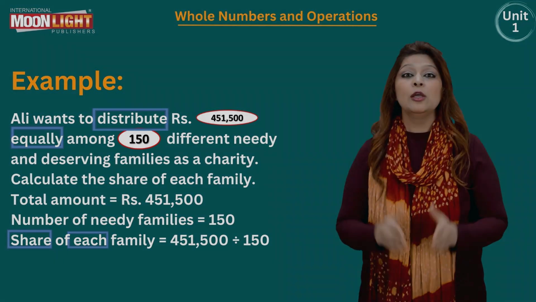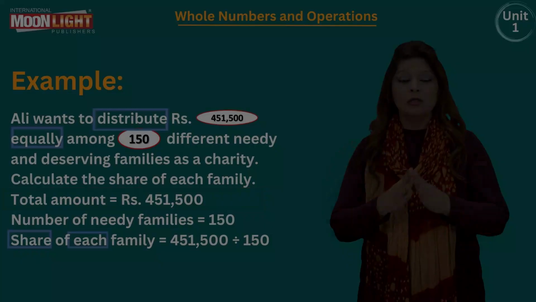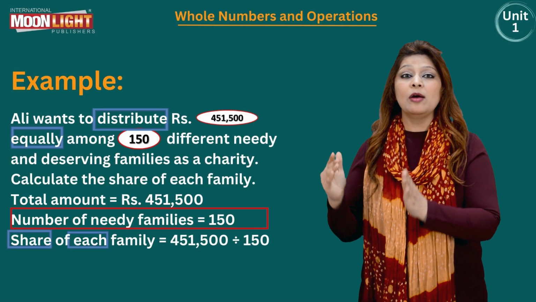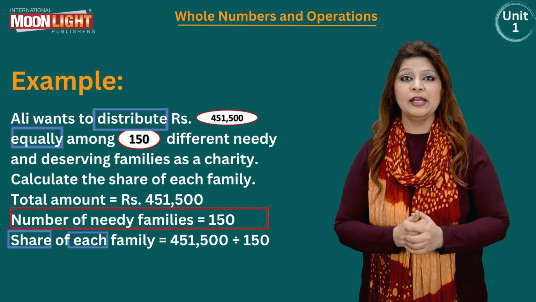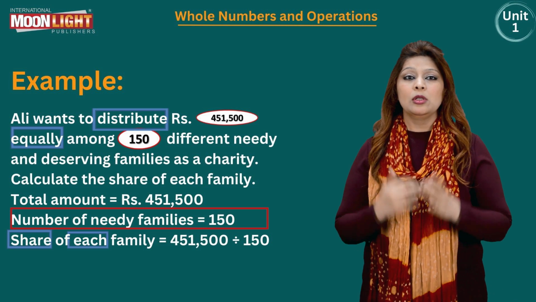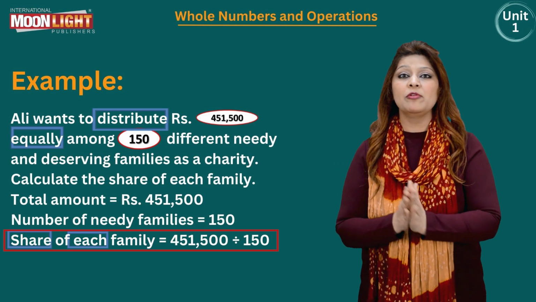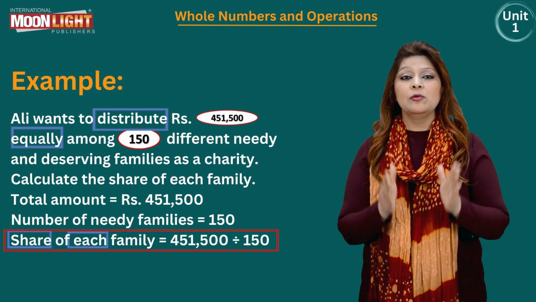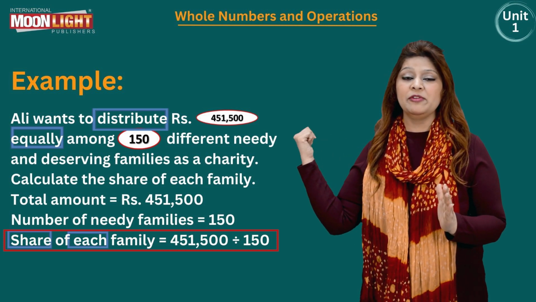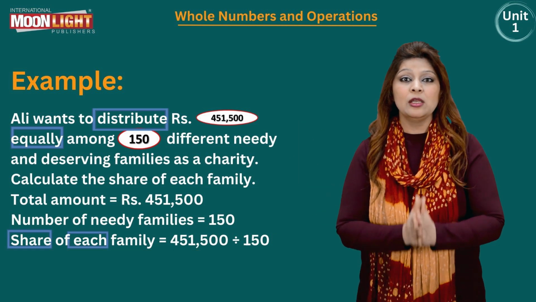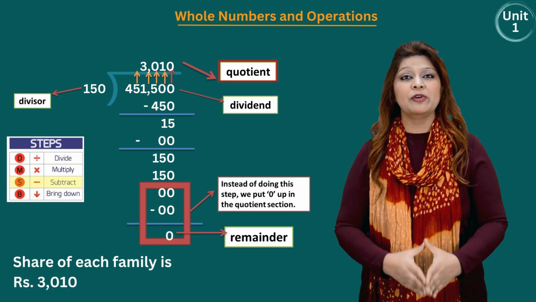So the first statement will be: total amount is equal to rupees 451,500. The second statement will be: number of needy families is equal to, which you can see from the question, 150, which is already circled. So now what are we going to find out? From the underlined question, we are going to find out the share of each family. So share of each family is equal to, now we will write this in division symbol, and we will write 150 here. This first one, you know it already, is the dividend, this is the divisor, and we are going to find the quotient.